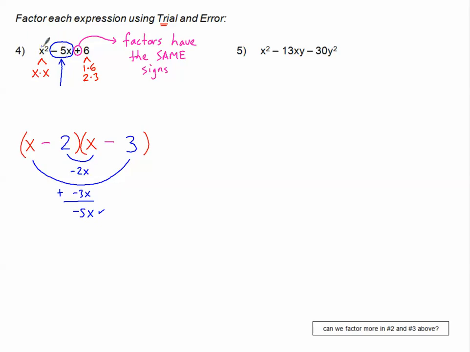I know how to multiply to get x squared. I know how to multiply to get 6. I understand this about my signs. Then it's all about which of these factors will add together to make my negative 5. And it's negative 2 and negative 3. And we factored it.